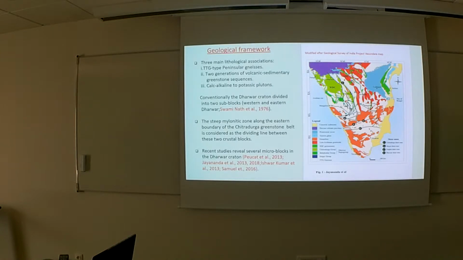So, in all our discussions in my talk, I am giving more importance and more details on the Western Dharwar, because here the relationships can be established, but here it is mostly dominated by the granites and the plutonic bodies, and the intervening greenstones are stretched, and all the contacts are tectonized. It's very difficult to see the contacts.